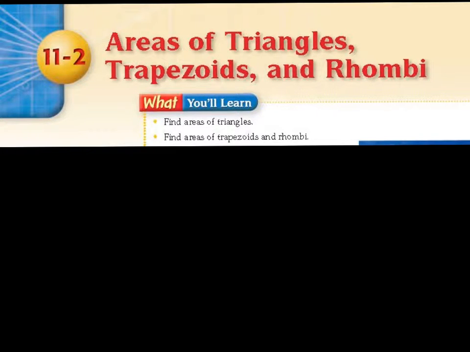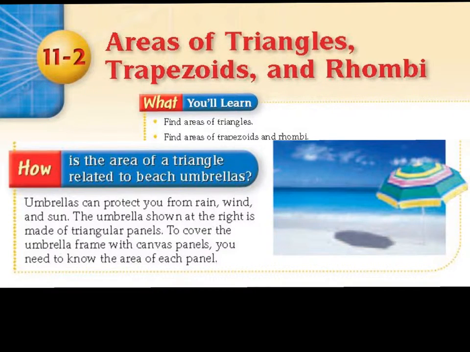In this lesson, we're looking at areas of triangles, trapezoids, and rhombi. We're going to find the area of triangles and the area of trapezoids and rhombi. How is the area of a triangle related to beach umbrellas? Umbrellas can protect you from rain, wind, and sun. The umbrella shown at the right is made of triangular panels. To cover the umbrella frame with canvas, you need to know the area of each panel.